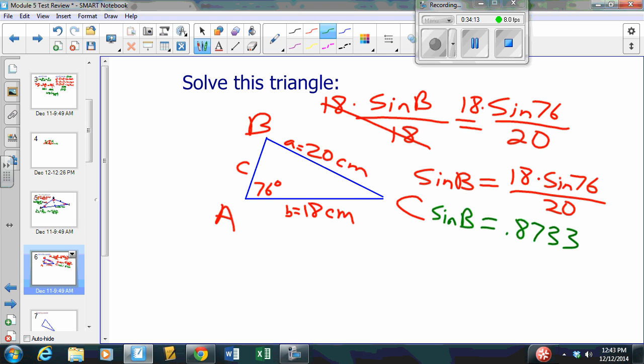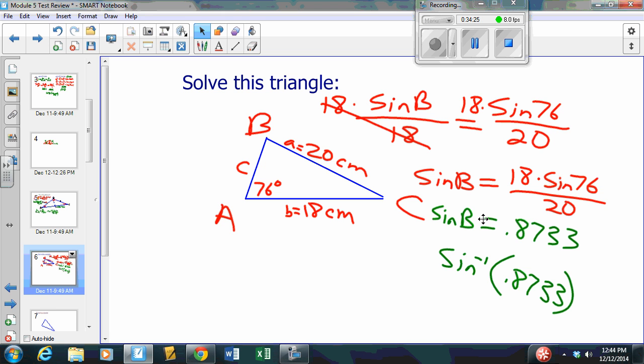So now how do you find angle B? Yeah, the inverse. Sine inverse of what? 0.8733. So put that in your calculator. What do you get? Say that again. 60.84 degrees. Everybody agree with that? By the way, this is one time you carry the decimal out a little bit further.